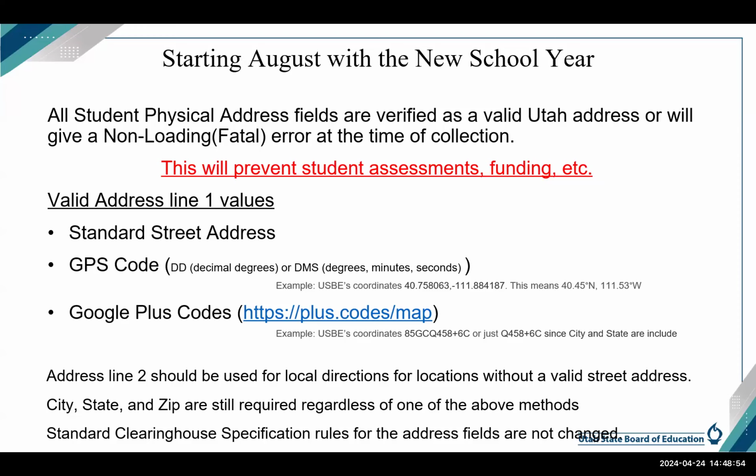The feedback was if they have a resident status of A, then we're not going to be sending them to this address validation for any of the three. So that gives them an exclusion if they have a resident status of A.